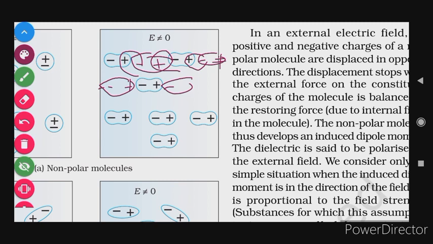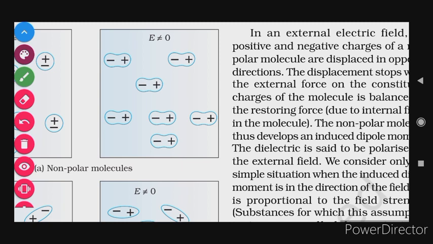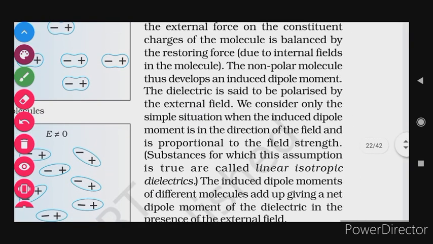Because of these charges only, there will be an induced electric field. So the electric field is due to these corner ones, the charges on the edges, the surface charge density present on the edges. So the non-polar molecule does develop an induced electric dipole moment. The molecule is said to be polarized by the external field, and this phenomenon we call polarization.